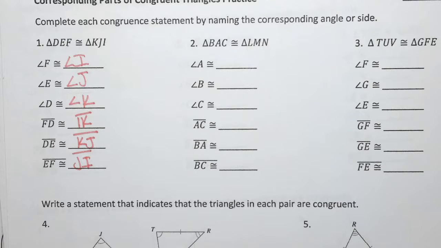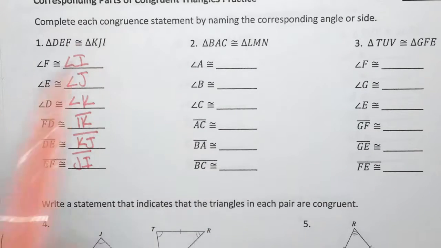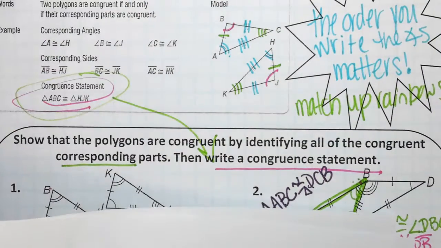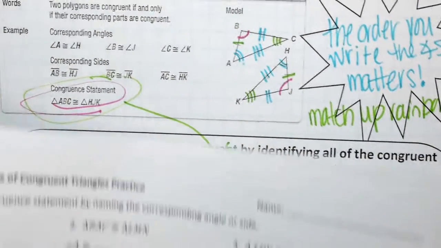Three for homework. I'm just a little confused because we don't have the pictures and we're just doing the letters. Right, they're in the position that it tells you. Do you see how F and I are in the same position listed? And E and J? And D and K? That's why they're congruent. So remember when we wrote that the order matters? That's why I wrote that.